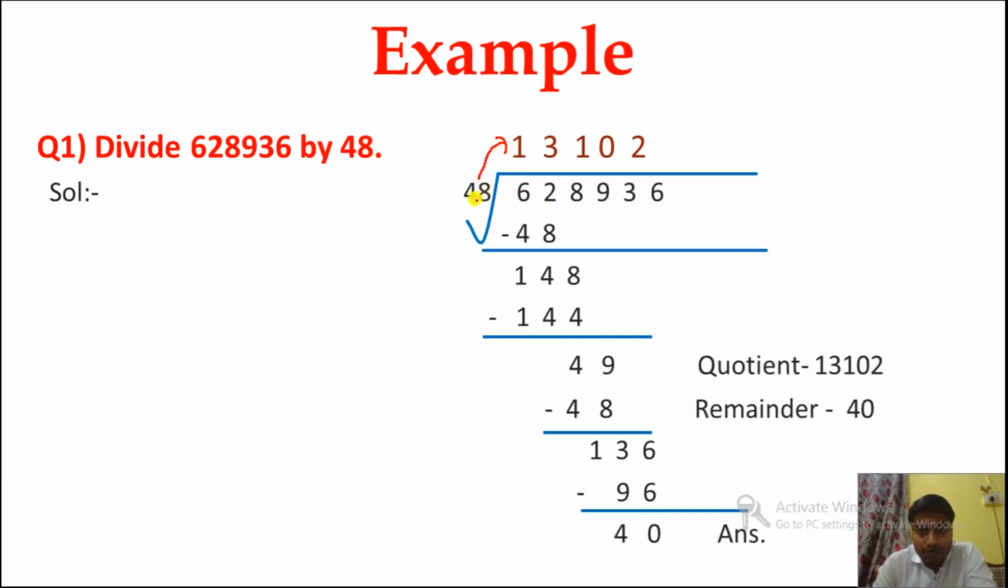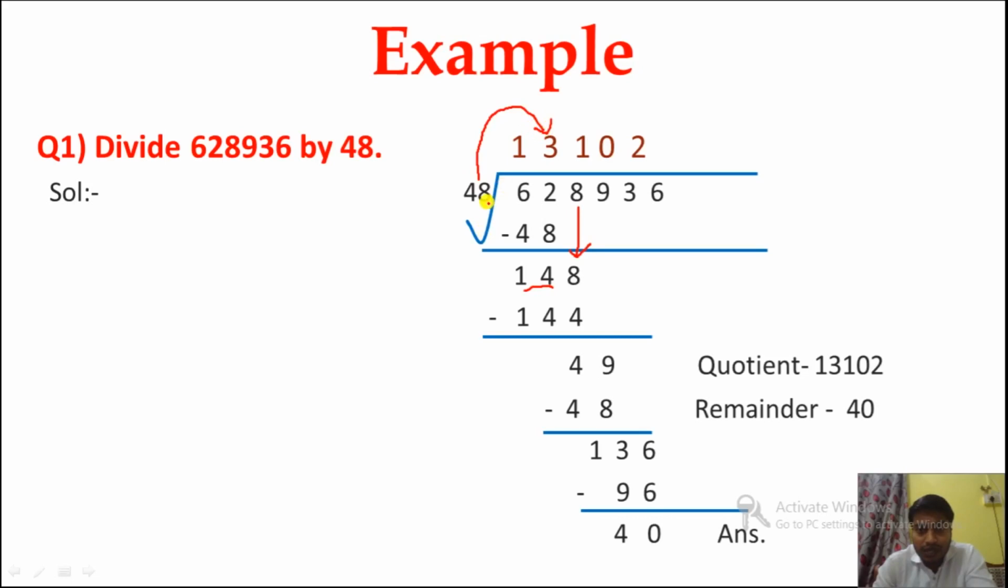When we multiply 48 by 1 we get 48 only. Now we have to subtract. 2 is less than 8, so it will take a borrow from this 6, so this will become 12 and this will become 5. Now 12 minus 8 is 4, 5 minus 4 is 1. So here we got 14. Now bring down this 8 here. Now this became 148. Now how many times will it go?